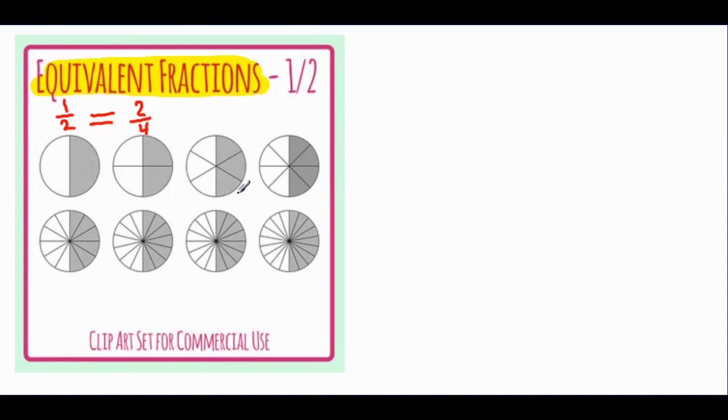Let's complete here. The same pizza, but this time divided into 6 equal parts, I take 3 of them. This pizza is divided into 8 parts, and I take 4 of them. All these fractions are the same, so they are equivalent fractions.